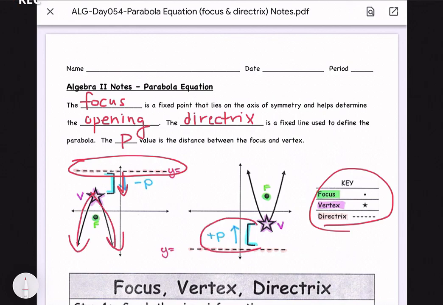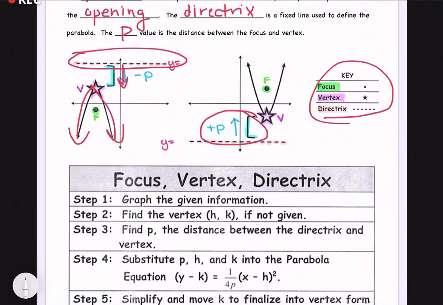On the right-hand side, the p-value is positive because the directrix is below it and we're moving up to the vertex. The distance between the focus and vertex is the same as the distance between the vertex and directrix. The vertex is exactly halfway.